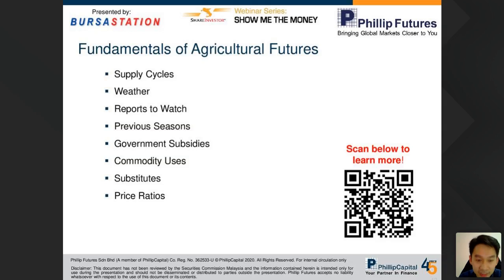And lastly, substitutes and price ratio. You also want to know how the substitute is performing with regards to the underlying asset. So what's the price ratio? Is the substitute price going up or going down? It might have an effect on the underlying asset that you're trading.